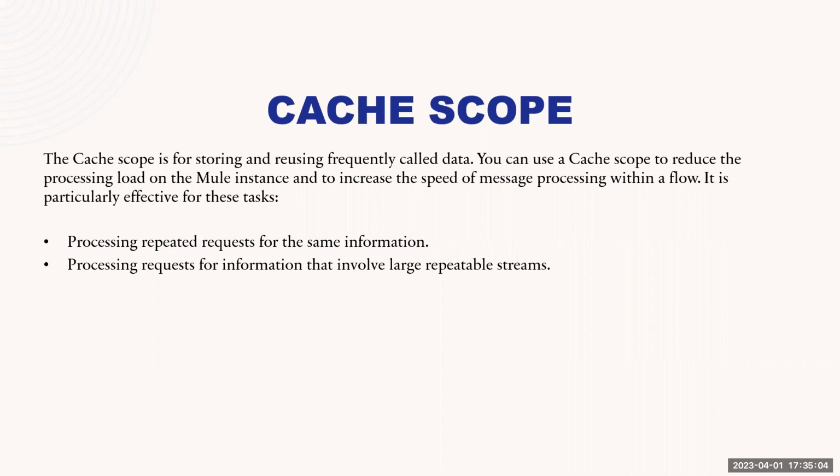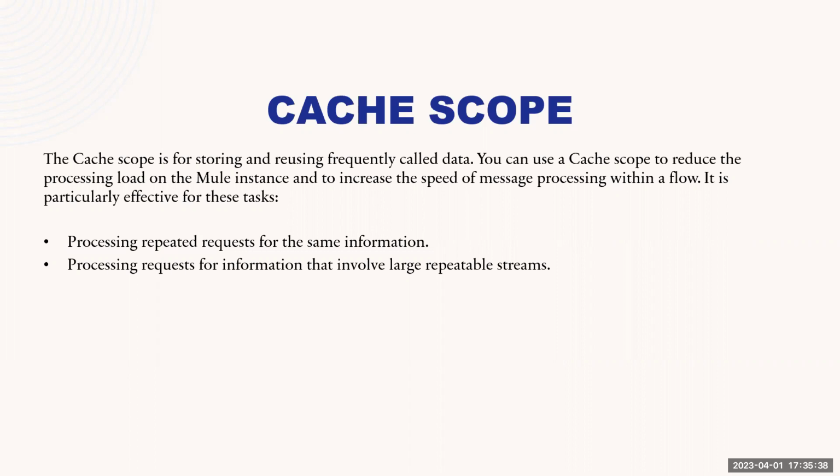So what cache scope will do is, let's say you are using an HTTP requester or a DB connector, and you use that inside a cache scope. For the first time, when your flow gets called, it will go to the backend, pick the employee information based on employee ID, and send the response back to the frontend. For the second time, if you get the same request, it won't call the backend.